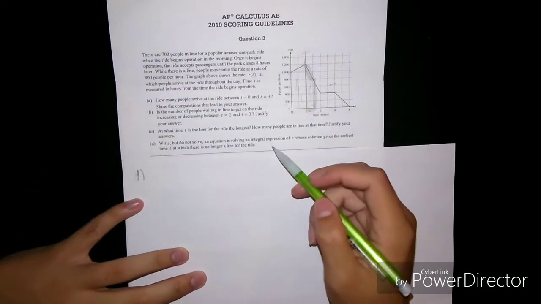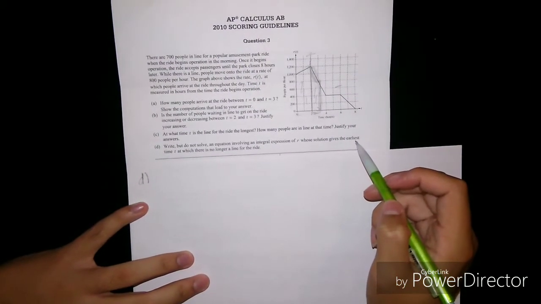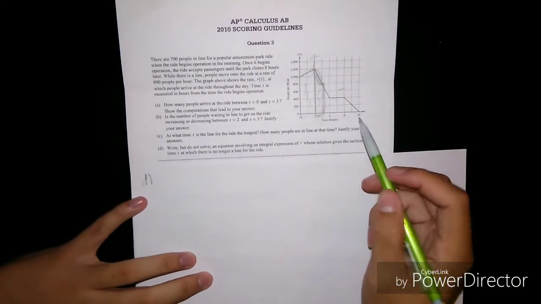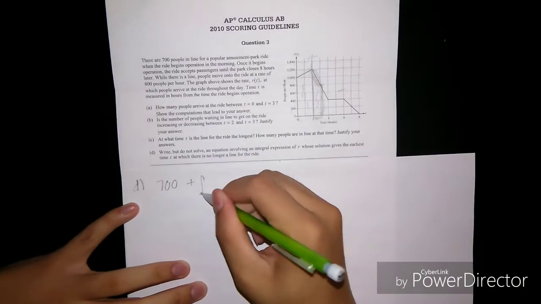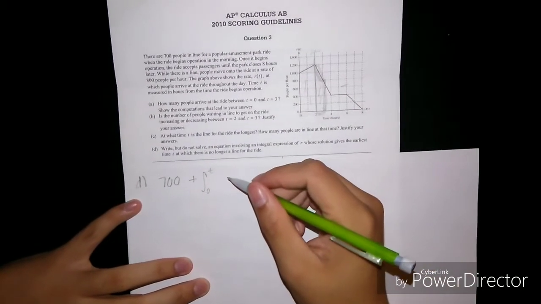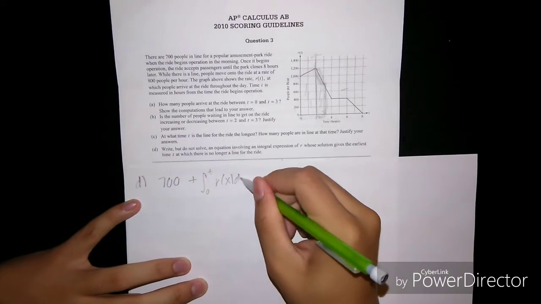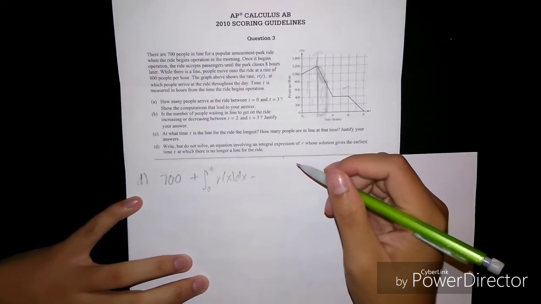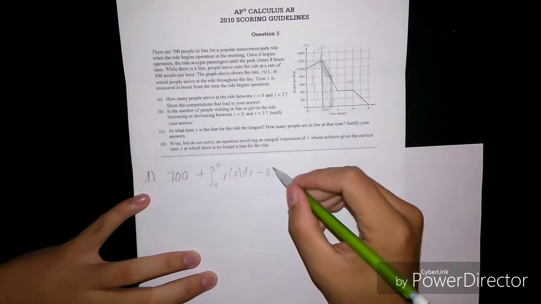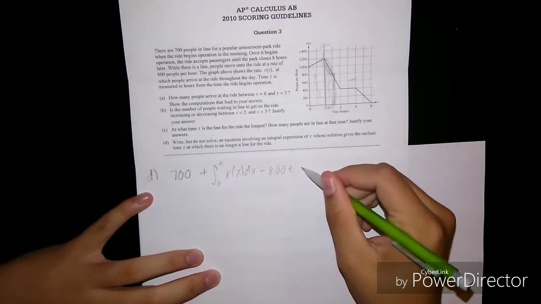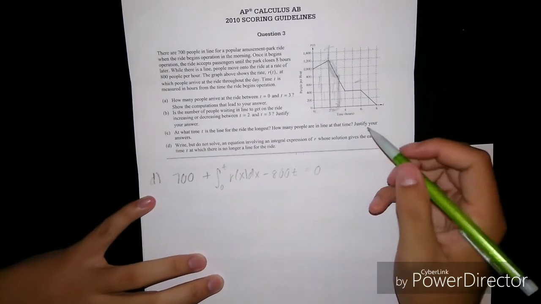Now for part D, it says write but do not solve an equation involving an integral expression of R whose solution gives the earliest time t at which there is no longer a line for the ride. So in order to do that, we need to accommodate for the people that are already in line. So it's going to be 700. And we also have to add that to the amount of people that are going to be in that line. So we could just use a dummy variable. And we also have to subtract the amount of people that are getting on the ride in order to figure out when there is no longer a line for that ride. And this would have to equal 0, because there would be 0 people in the line for the ride.